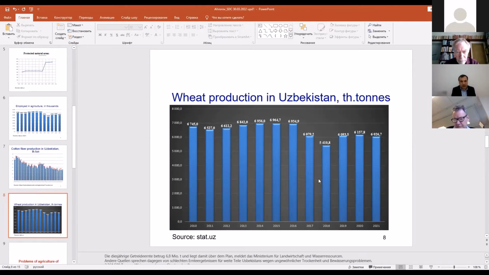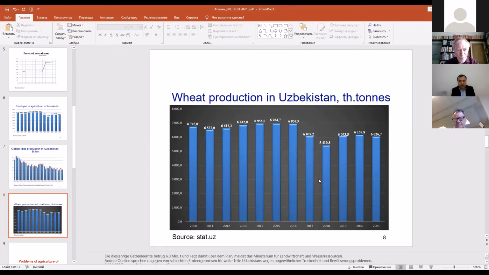Despite this, we are still importing a significant amount of wheat or flour from Kazakhstan, Ukraine, and Russia. We are producing more than 6 million tons of wheat annually. Wheat is the second major crop in Uzbekistan.